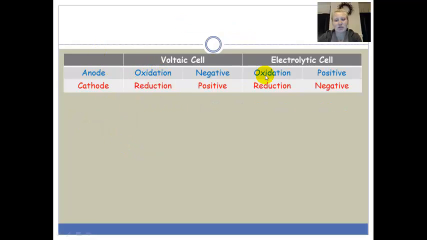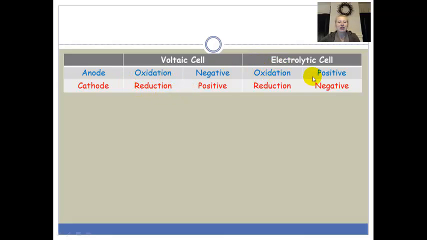So here's the difference between a voltaic cell and an electrolytic cell. In a voltaic cell, oxidation occurs at the anode and reduction occurs at the cathode. Remember, red cat and ox. Okay? But in a voltaic cell, the anode is negative and the cathode is positive, because you want the electrons to go towards the positive electrode for reduction in a voltaic cell.